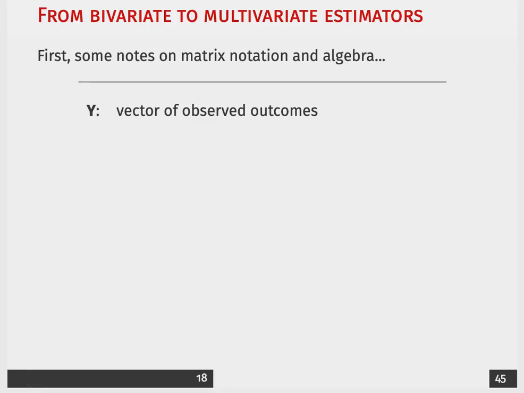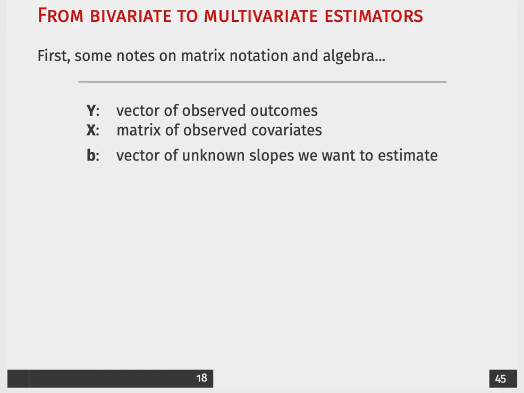Again, this is just like yi. Now, instead of having one covariate, we have multiple covariates. So we're just going to put those vectors together into a matrix, which we'll call boldface X. Then we also have lowercase b, which is going to be a vector of unknown slopes that we want to estimate. Remember, because we have multiple covariates, we now have multiple slopes that we need to estimate. And then we're also going to have a vector of errors or residuals.